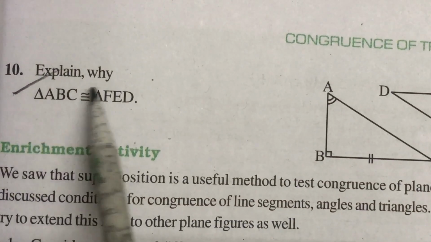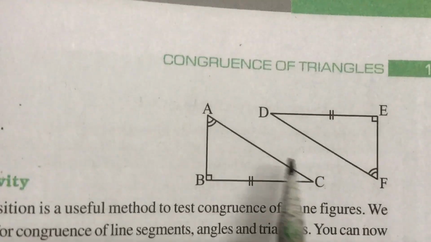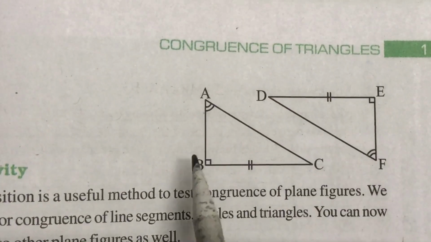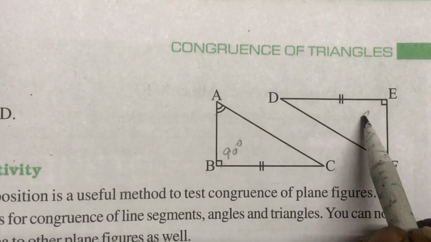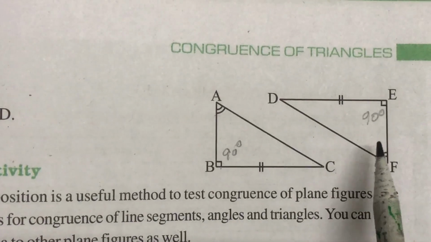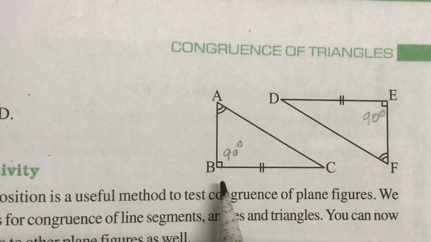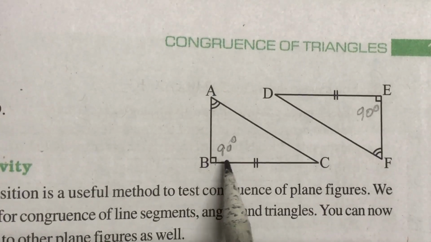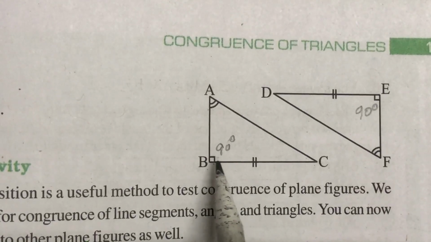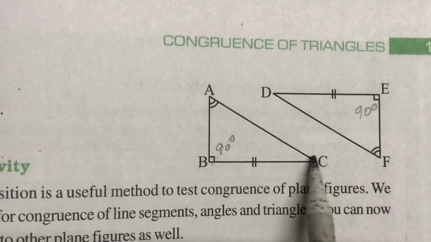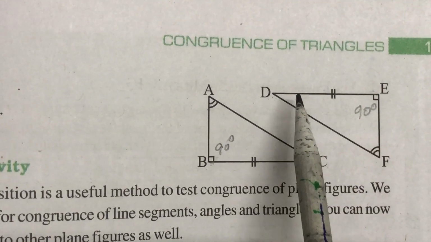Tenth question. Explain why triangle ABC is congruent to triangle FED. See, both are right angled triangles. A 90-degree angle is formed at B and at E. Both are right angled triangles, so the first thing is over. Next, the base angle. The base angle at C is equal to the base angle at D. This is also equal.